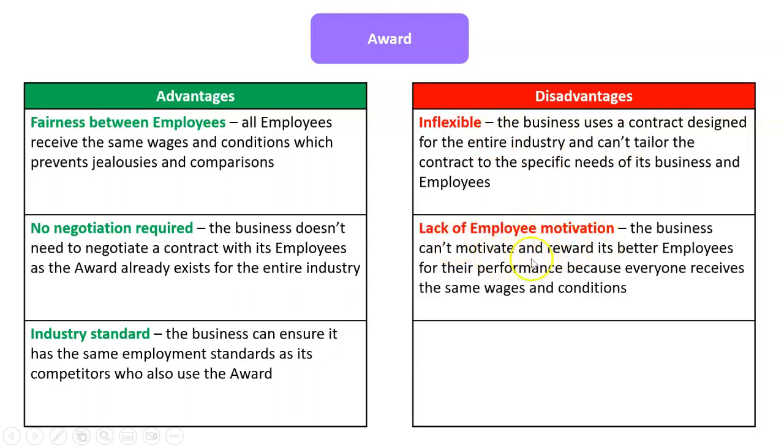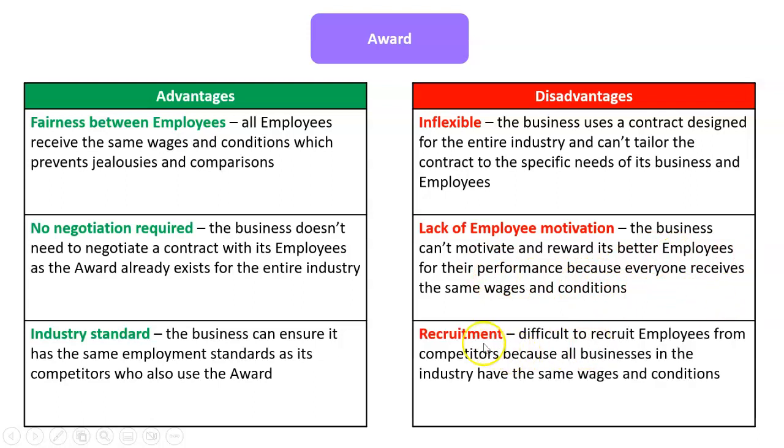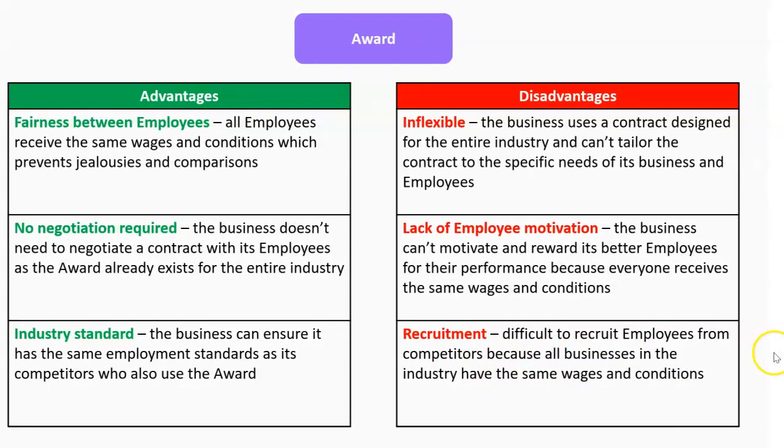Also, a lack of employee motivation. The business can't motivate and reward its better employees for their performance because everyone's going to get the same wages and conditions. And lastly, recruitment. It's going to be difficult to recruit employees from competitors if I'm just offering the award, because by definition, that's kind of the minimum for the industry, and they're either getting that or better now. So it's going to be hard to entice them to move to my business.